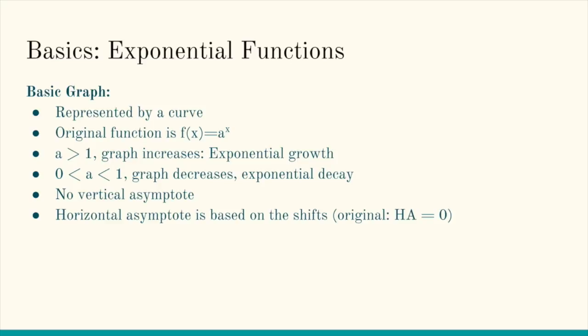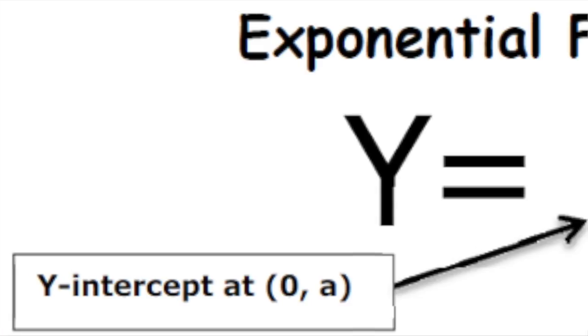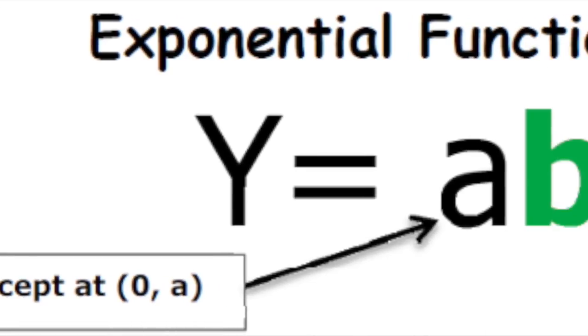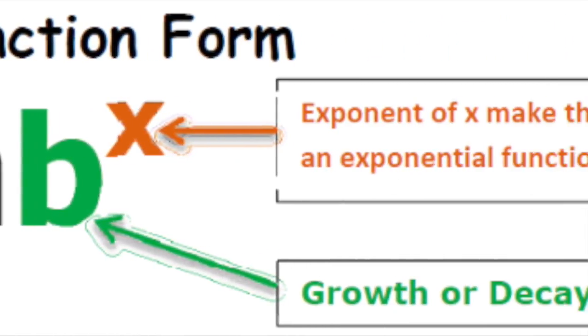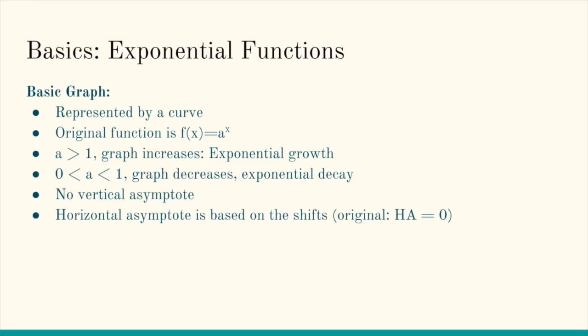Exponential functions. The original function is f of x equals a to the power of x, and it's represented by a curve. When a is greater than 1, the graph increases and it is called exponential growth. When 0 is less than a and a is less than 1, the graph decreases and is called exponential decay. It does not have a vertical asymptote, but its horizontal asymptote is based on the shift.